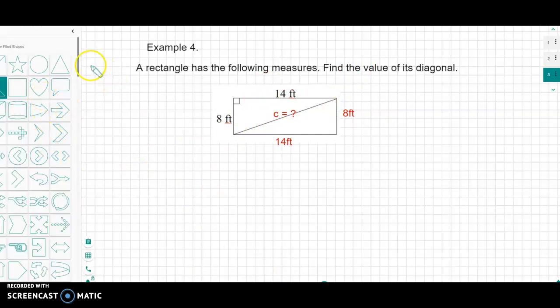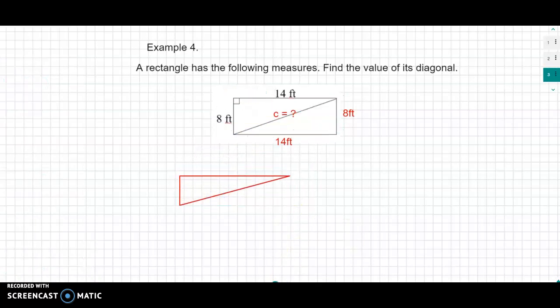So let's see. If we take this triangle alone, it will be something like that. I'm sorry, it's not perfect right here, but something similar. Okay, guys, so this is the side which is 14 feet. And this is the side which is 8 feet. And this is the value of C that we don't know yet.